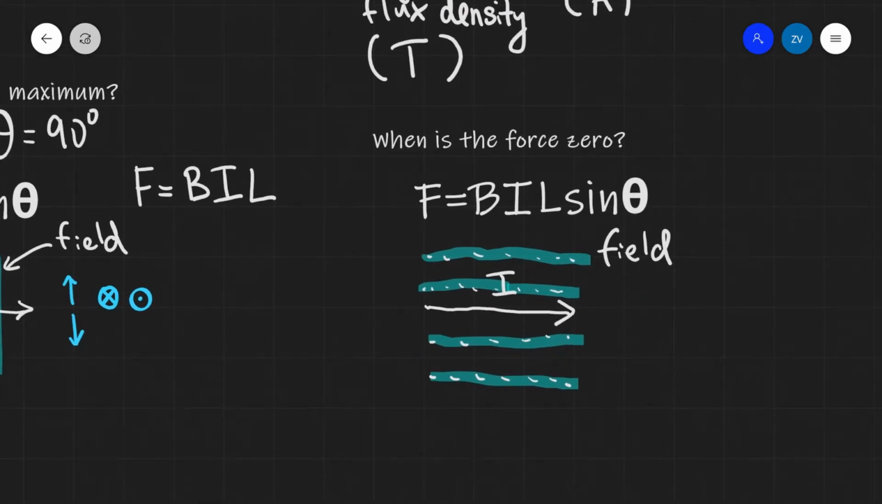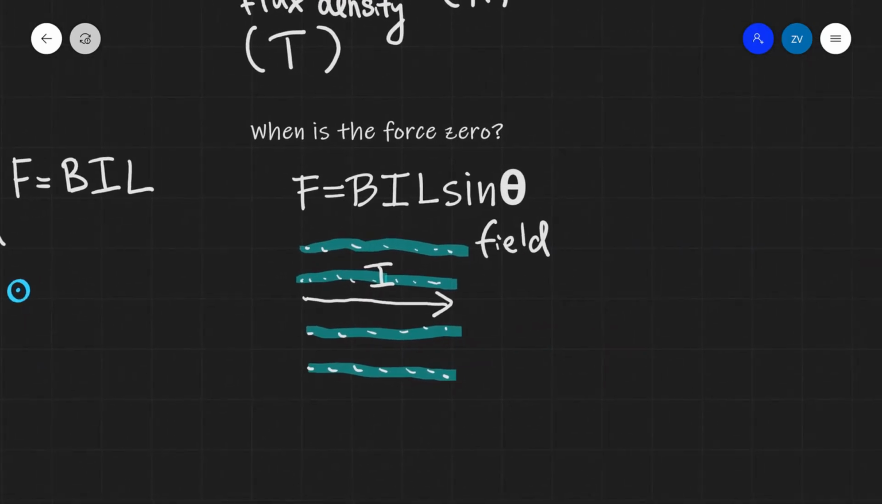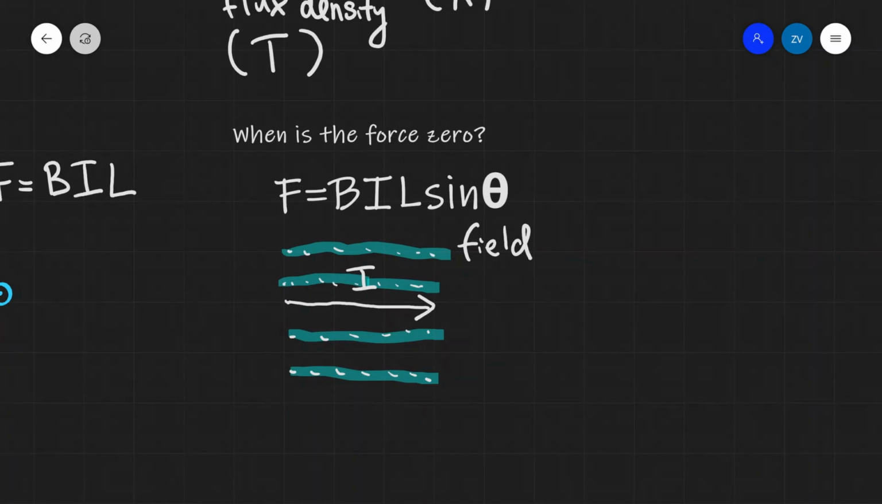Now, when is the force actually zero? Additionally, we can imagine the field being parallel to this piece of wire, and if that's the case, the sine of the angle is going to be zero because the angle between them would be 0 degrees. So in this case, when they're parallel, the force will be equal to B times I times L times the sine of, let's say, 0 degrees, which is actually equal to 0. So this means that there is no force which is acting on this piece of wire.